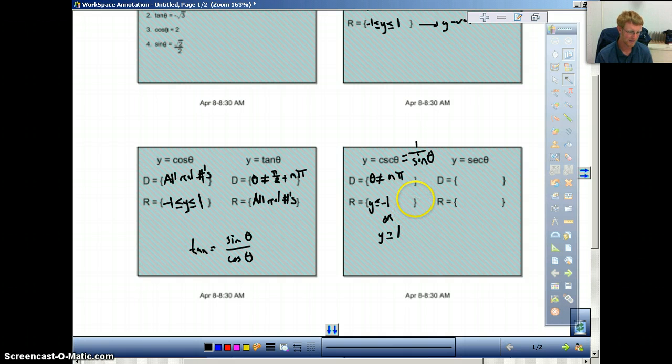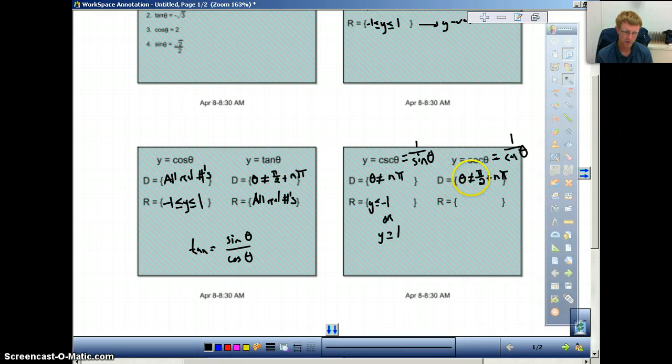Okay? So now secant will be done almost exactly the same way, except because it's 1 over the cosine of theta, we're looking for where cosine is equal to 0, which we've already determined. So our domain is theta is not equal to pi halves plus n pi. That just means you can add pi or subtract pi repeatedly, and all of those will be undefined on secant.